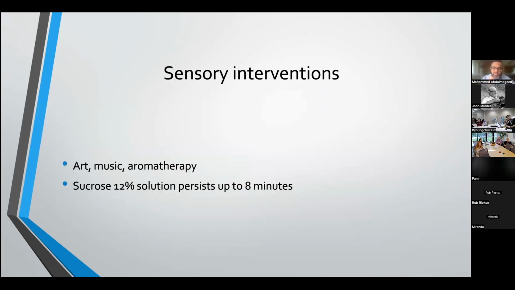Sensory intervention, unlike adults, art, music, aromatherapy. In babies and neonates, oral dextrose, sucrose 12% solution. This is evidence-based medicine. This has a similar effect to giving ibuprofen to a baby.